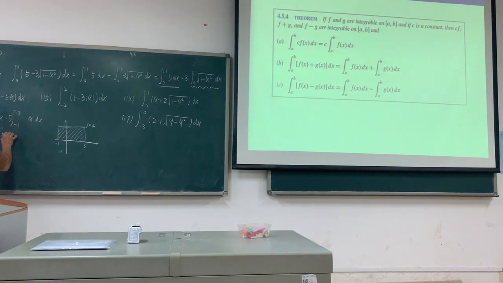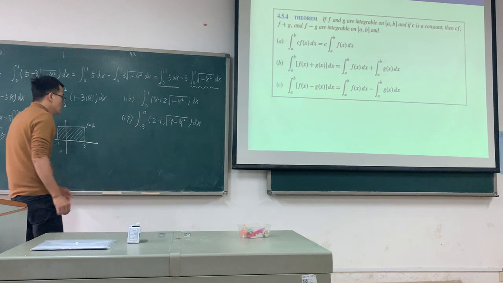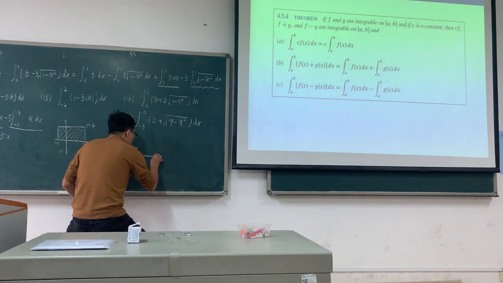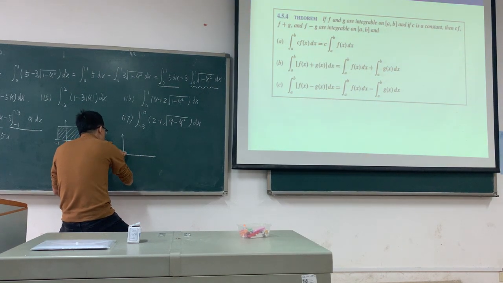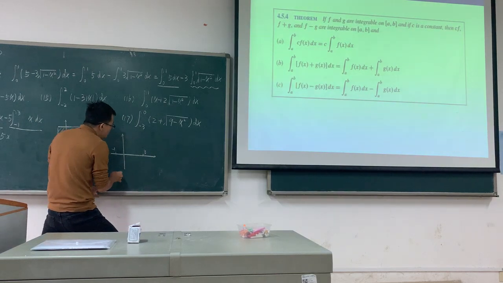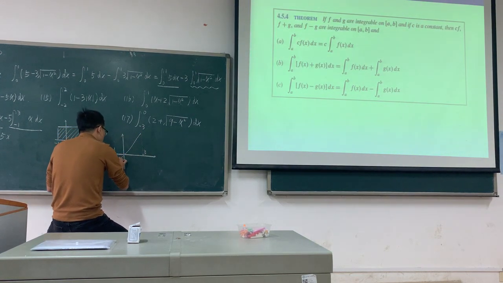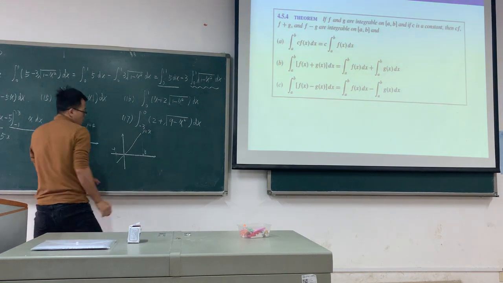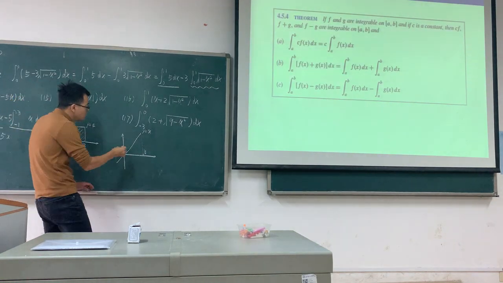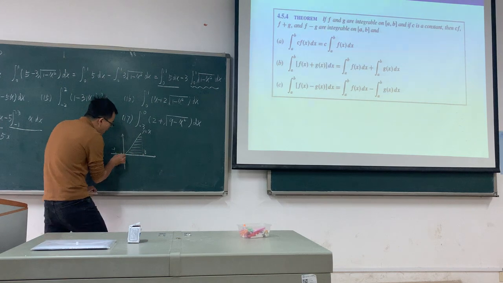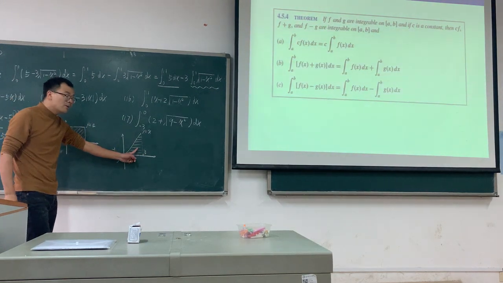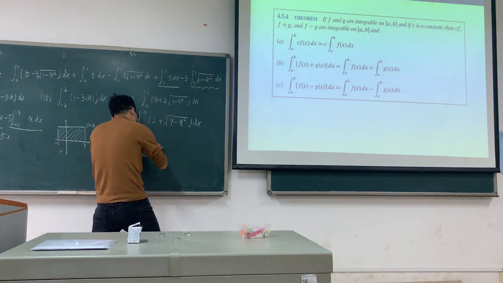So minus 5 times, now we need to compute this integral, the integral of x from minus 1 to 3. For this integral, y equals x, and x goes from minus 1 to 3. Here is minus 1, here is 3. So now we can see the area is the area of this part minus the area of this part. This part we call A1, and this part we call A2.